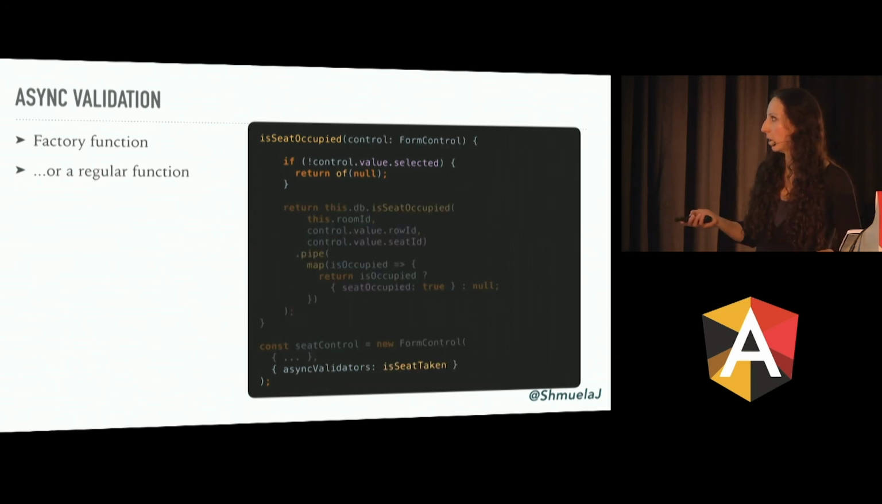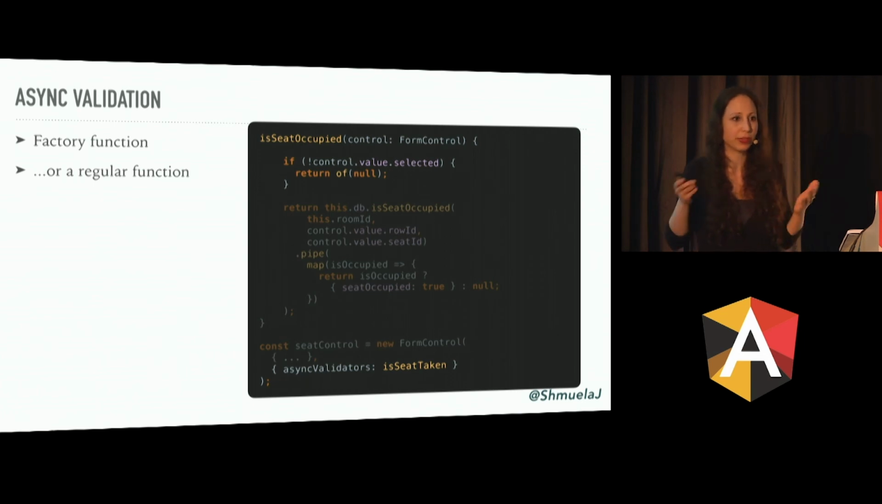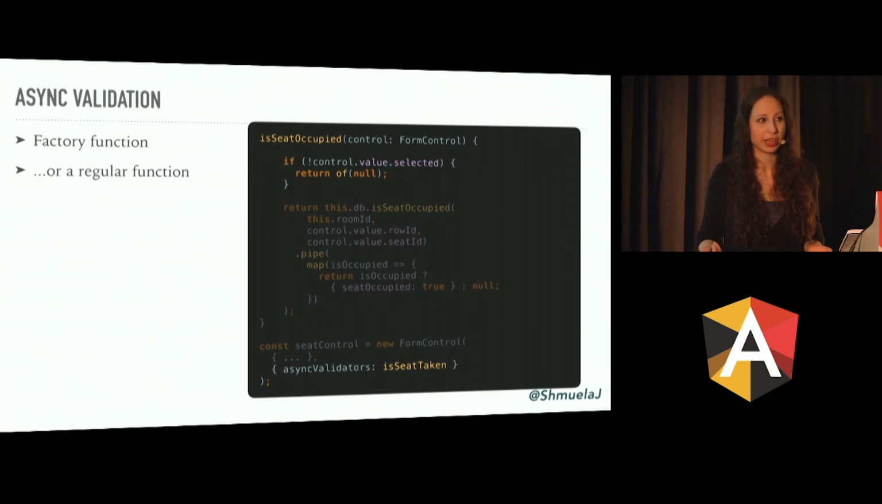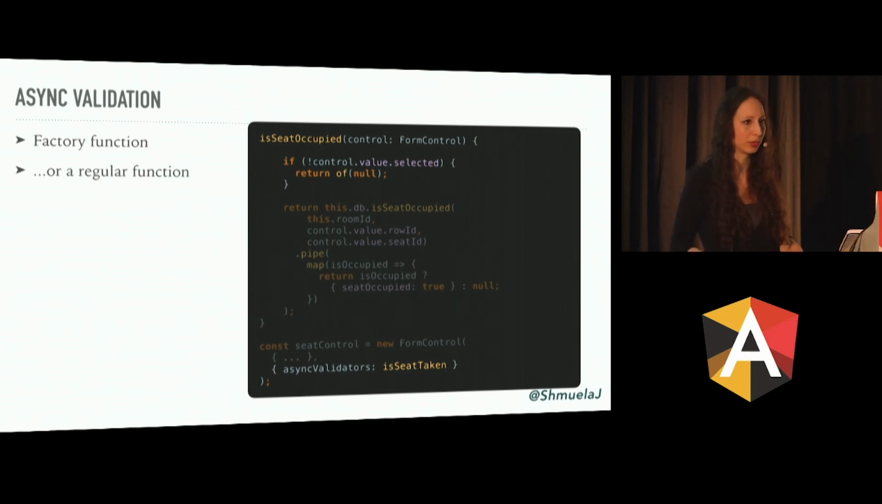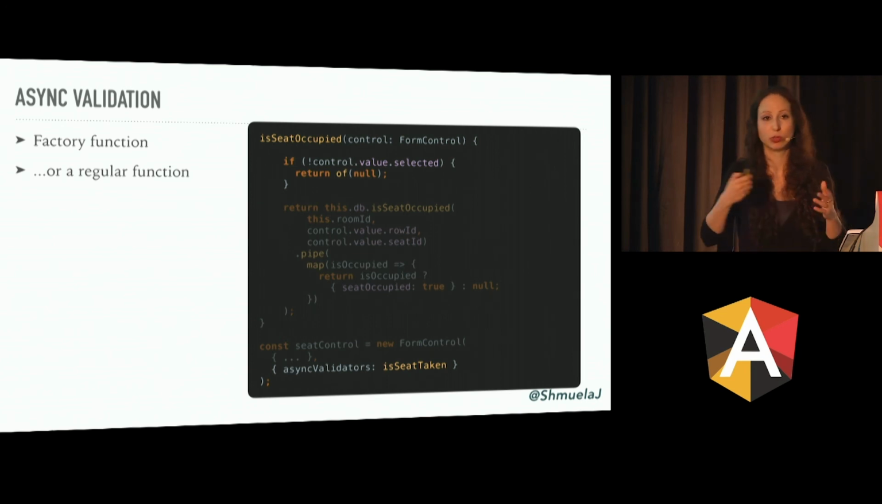So let's make it a regular function. And how do we get the data that we need? Well, first of all, we need to know whether the seat is selected or not. If it's not selected, we don't even need to do the async validation, okay? Because we don't need to know whether it's occupied or not. The data will come at some point from the server, okay? So this is really important, not to act on every value change, okay? So return null. Now, it's an async validator. It needs to return, in our case, an observable. So we return of null.